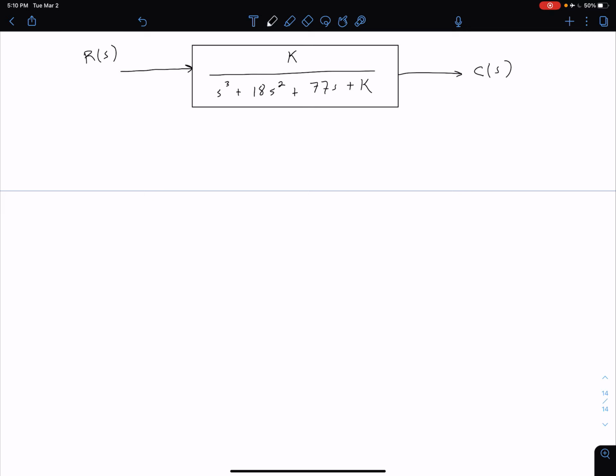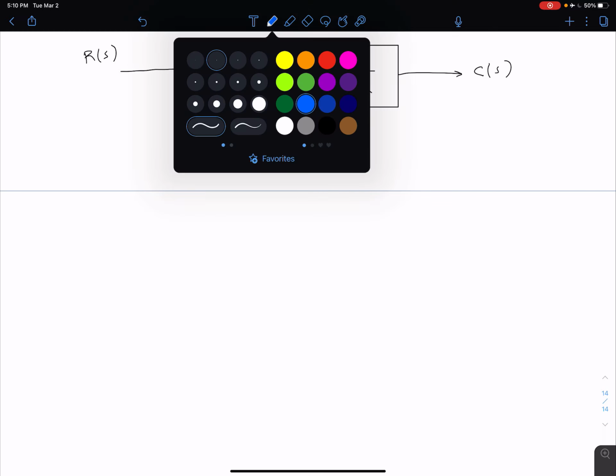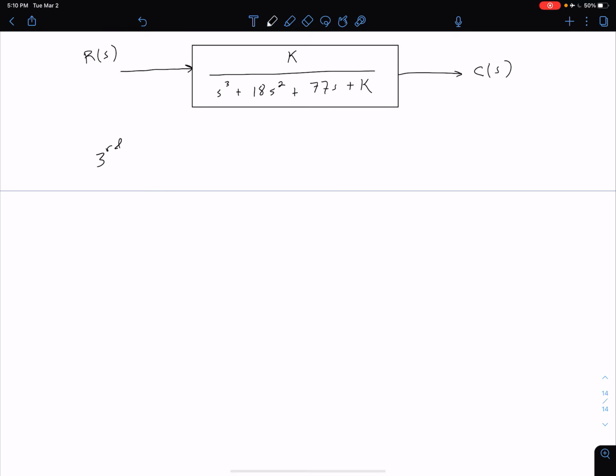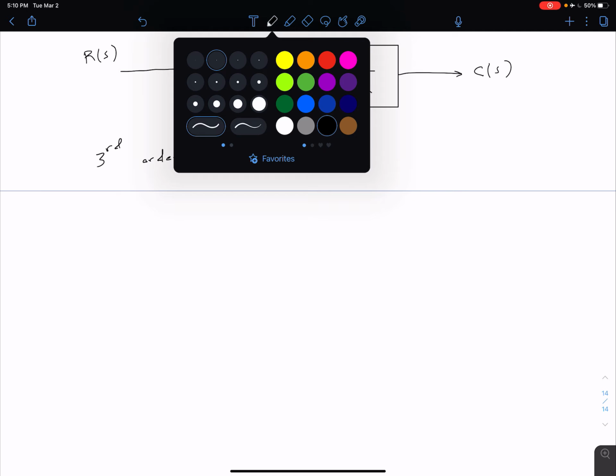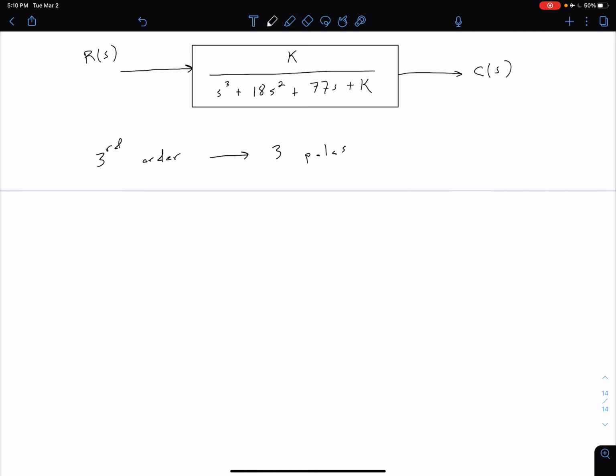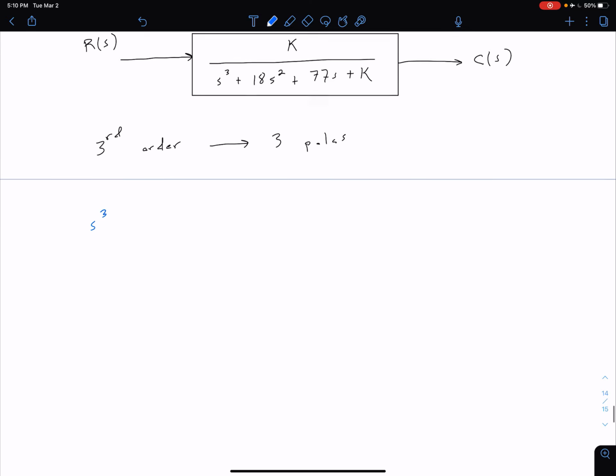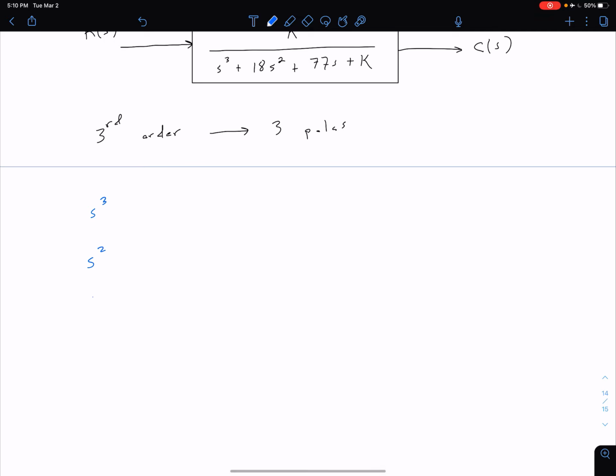So again, I'm going to use blue to indicate values that are coming directly from our GEQ. So we see we have a third order system. So actually, let me go ahead and write a couple notes here. We know we have a third order system, which means we're going to have 3 poles in general. So let's go back to our blue here, and we can say, let's start with our highest order, which is s cubed. We have then s squared, s to the first, and s to the 0.